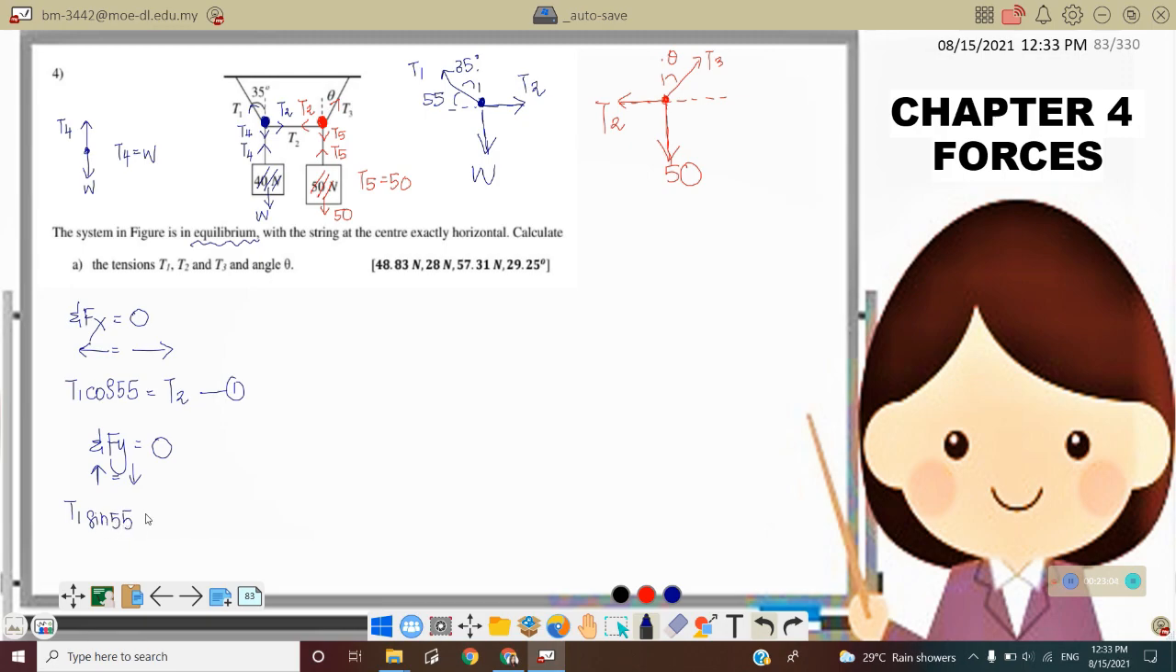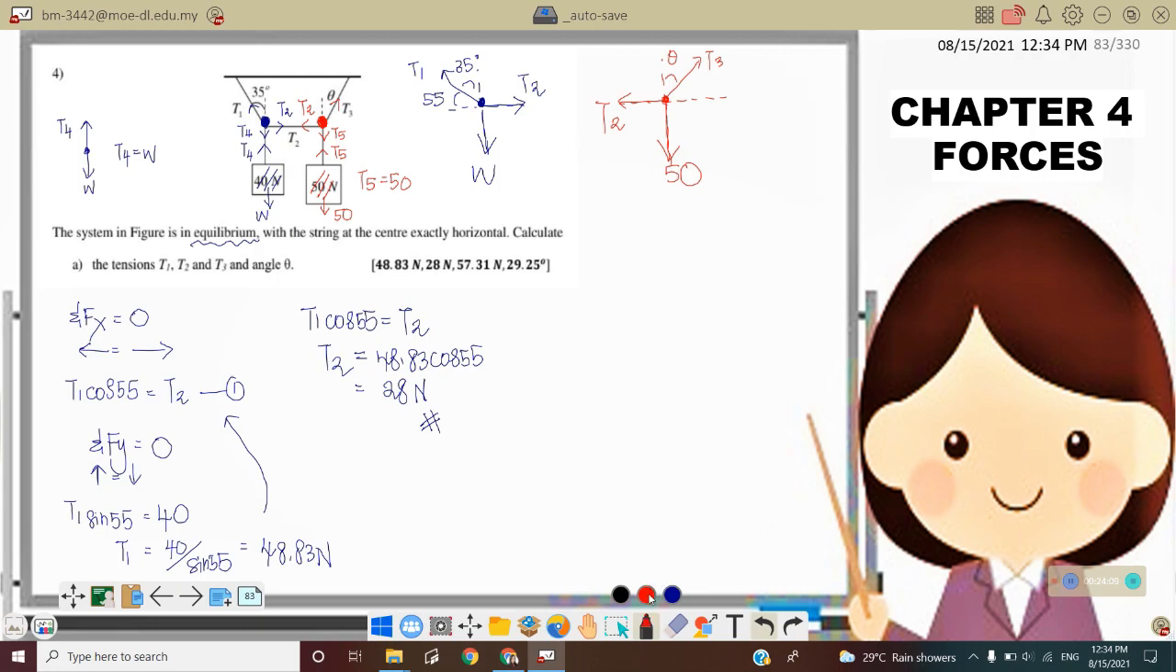Of course, you can also take cos 35, you get the same answer. It equals the weight, which for the first one is 40 Newton. So we have T1 equals 40 over sine 55. The value that you will get for T1 is 48.83 Newton. Then you substitute into the first equation, where T1 cos 55 equals T2. So our T2 is 48.83 cos 55. You will get T2 equal to 28 Newton. So these are the X and Y components for the first object.